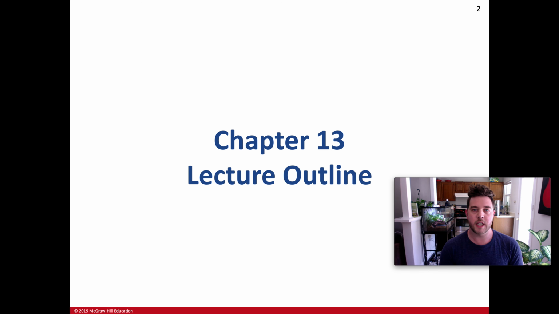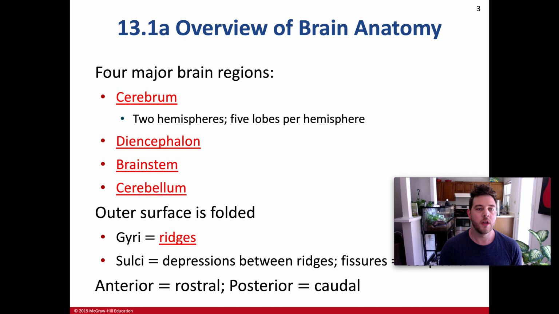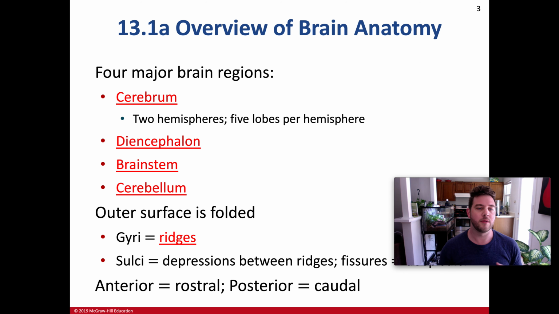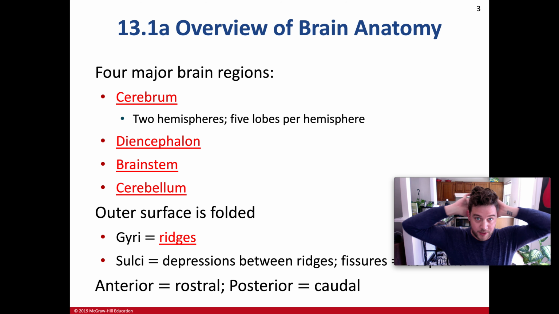Okay, so today we are starting chapter 13, the brain and cranial nerves. Starting with just an overview of brain anatomy, there are four major regions to the brain. There is the cerebrum, which are the top lobes. When you think of your brain, you're usually thinking about your cerebrum. It has the lobes that we know. There's the diencephalon, which is deep to that. There's the brainstem, which is a little bit lower, and there's the cerebellum, which sits on the bottom on the back.